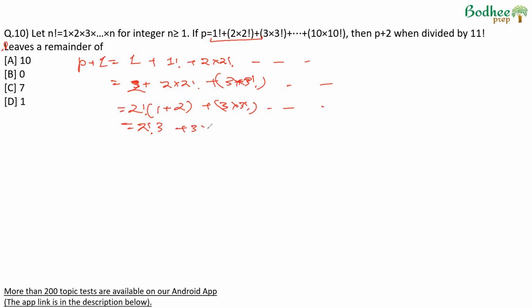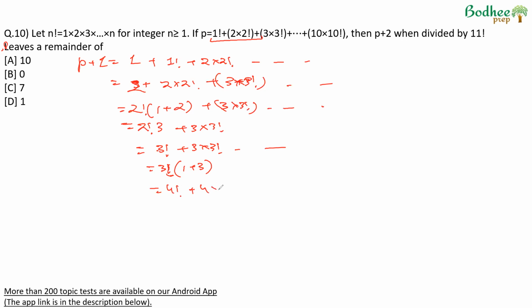So here again, if we look at these two terms, we get 3 factorial from here, 2 factorial into 3, plus 3 into 3 factorial. We can take the 3 factorial common in these two terms. Here we will be left with 1, here we will be left with 3. 3 plus 1 is 4. So this becomes 4 factorial.